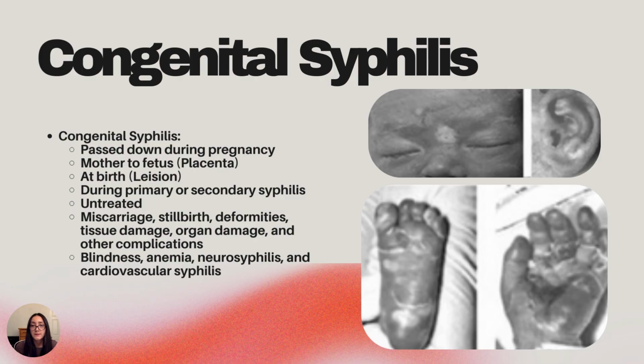Congenital syphilis can cause very serious outcomes, including miscarriage, stillbirth, deformities, and damage to tissues and organs. And infants can also develop blindness, anemia, neurosyphilis, or cardiovascular complications. And on the image, we can see some of these effects on the baby.